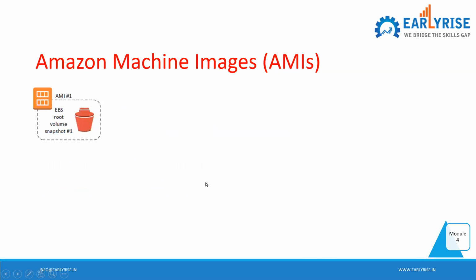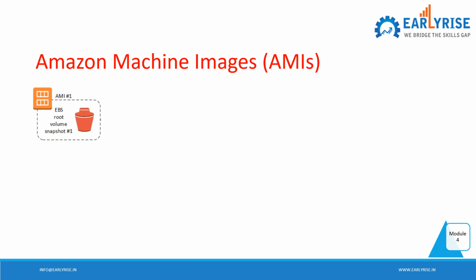So just see here, AMI 1. Now, EBS root volume snapshot 1. This AMI number 1 is associated with a particular snapshot. Snapshot you already know. A snapshot is a point-in-time copy of your volume data.